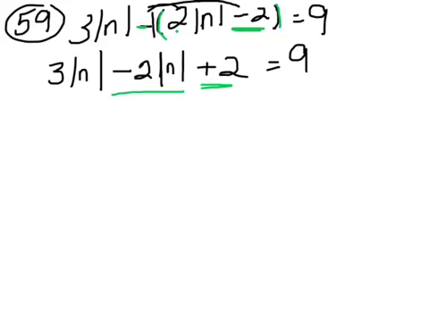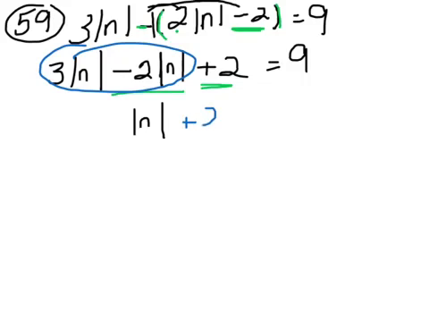Now, these absolute value of n's look weird, but let's just call them things. I have 3 of those things minus 2 of those things. That means I have 1 of those things left over, and I could write it as 1 times the absolute value of n. I'm just going to write absolute value of n, okay? So that was combining those into this term. Now there's a plus 2 that I'll just add on because I can't do anything with it.